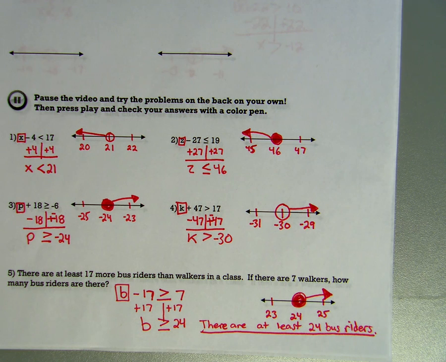Okay. So to solve it, I add 17 on both sides, and I get that my bus riders are at least 24. They're going to be equal to or greater than. Okay. And so when I graph it, I go ahead and get my 24 to the right, and it is a closed circle. So that's our one-step inequalities with adding or subtracting.